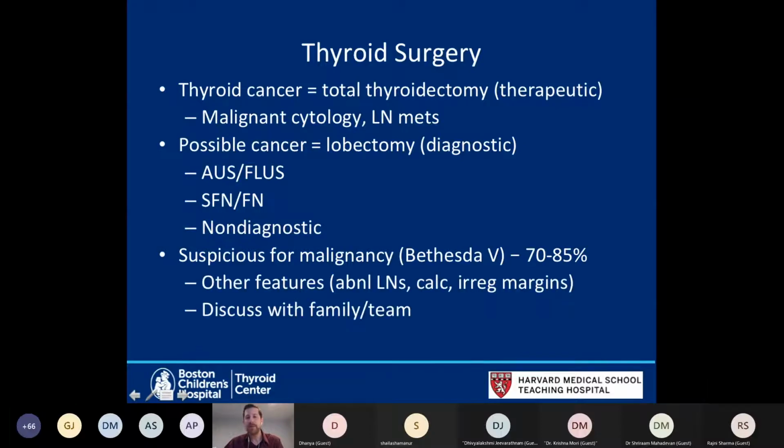I think that really needs to be a careful discussion with the family, depending a little bit on the expertise and preference of the surgeon, and to some extent other features. If you have a cytology like this, but very clear ultrasonographic findings, such as irregular margins or calcifications that make you think this is almost certainly a cancer, one might consider a total thyroidectomy as a first procedure.